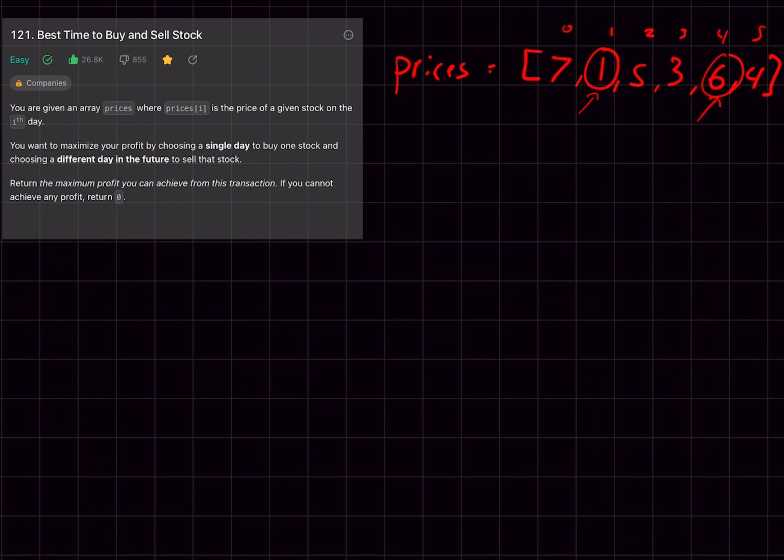From our example, let's keep track of the smallest number we have seen so far. So we'll say smallest that we've seen so far. And then we'll also keep track of the max profit. So that's going to be the difference between the smallest number that we've seen so far and the current day that we're on. So let's look at the example. When we start out on day 0, the smallest number that we've seen at that point is going to be 7. The max profit for that day is going to be 7 minus 7, which is 0. So I'll write our max profit here as 0.